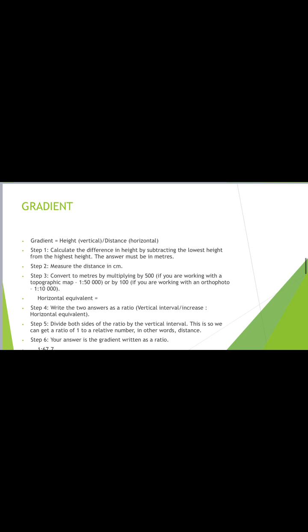Then we will write these two answers as ratios, and then step 5, we will cross multiply these ratios so that we can get an answer or a ratio. We know that the ratio we will get to the second relative number will always be 1:2. Our gradient was always written as a ratio.